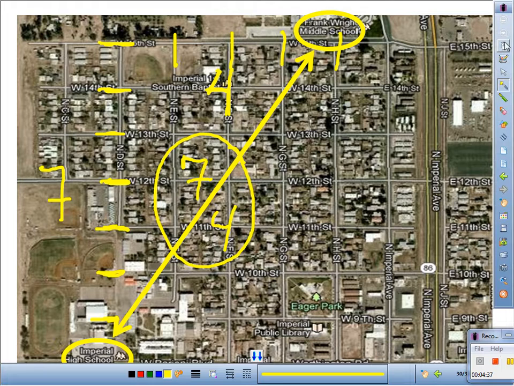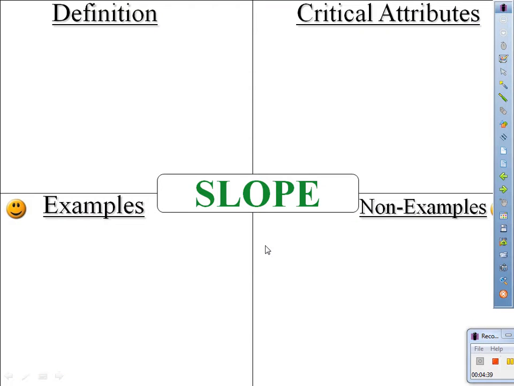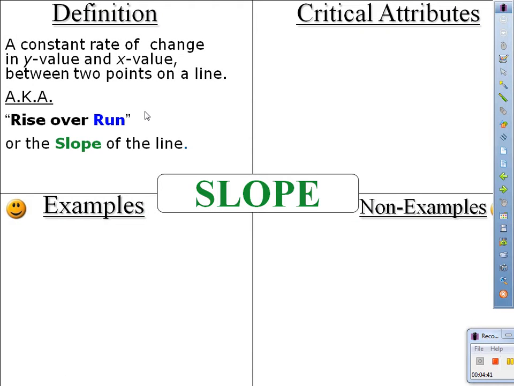All right, so with that said, in your Frayer model, here we go. Slope. And look at the definition. Slope is a constant rate of change in y value and x value between 2 points on a line. Now, does it make sense using this definition? Yes. Think about that line we drew for the lady. We went from point A, which was the high school, to point B at Frank Wright, and we saw the change in y and the change in x, and that is our slope.